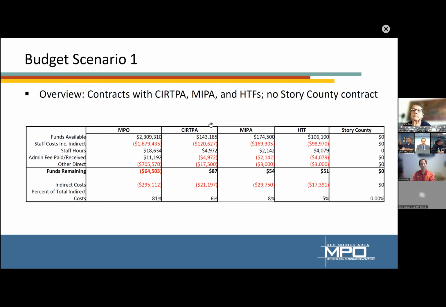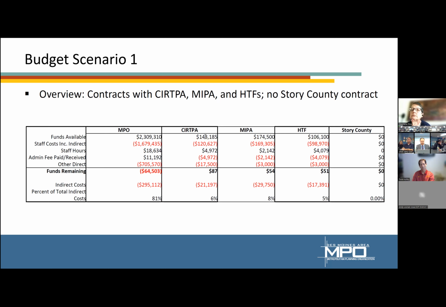The 17 is the next slide. So we'll stay on scenario 1. This assumes that we continue the contracts with SERPA, MIP, and the housing trust funds. Obviously, that's up for continued discussion with the MPO. But just for sake of argument, because we have those contracts now, we've kept them in here.